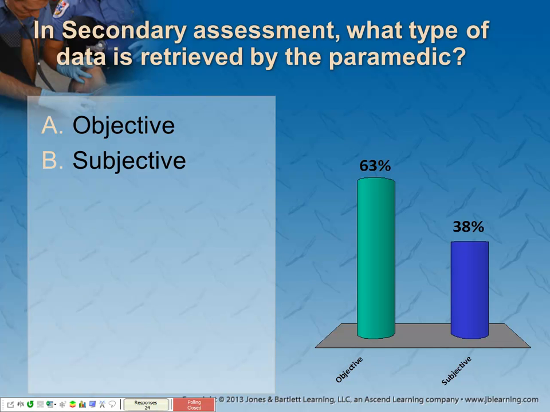So when you are getting information from a secondary assessment, that's what your findings are. You're doing a full head-to-toe assessment. What you're finding is your objective data. Does that make sense? So the data retrieved in secondary assessment is objective data. It's very important that you know the difference between those two, because you will have questions on your test to be able to tell me which one of these is objective and which one of these is subjective. Does everybody understand that?